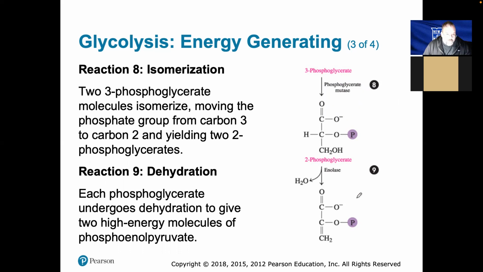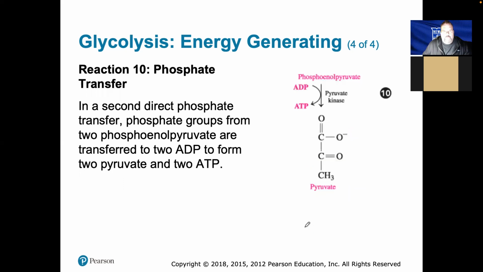phosphoenolpyruvate. Where is the water removed from? We're taking off the hydrogen from here and the OH from here to give us this phosphoenolpyruvate, the En representing the carbon-to-carbon double bond that's present in that structure. And then reaction 10, phosphate transfer. In a second direct phosphate transfer, phosphate groups from 2 phosphoenolpyruvate are transferred to 2 ADP to form 2 pyruvate and 2 ATP.